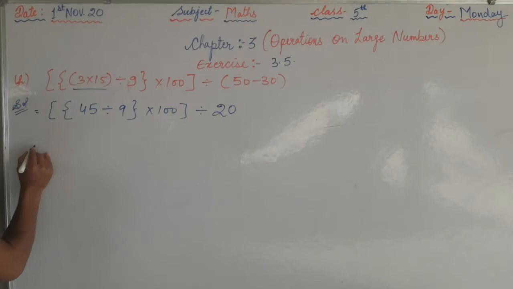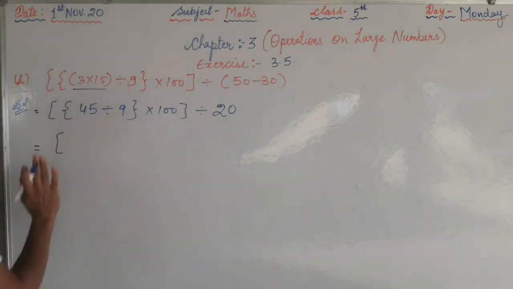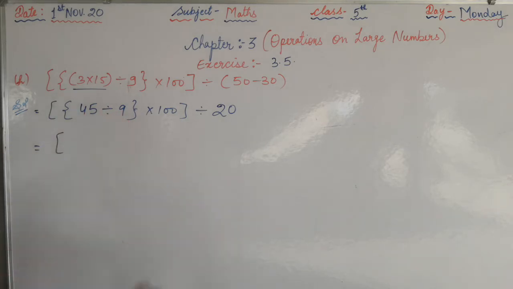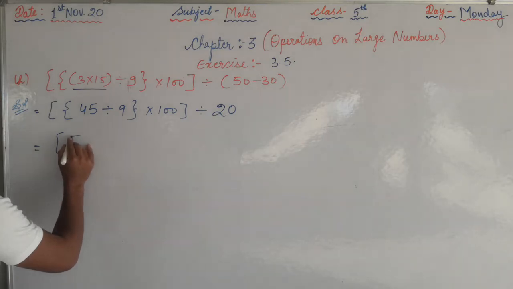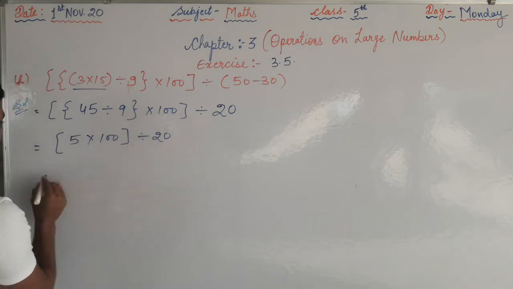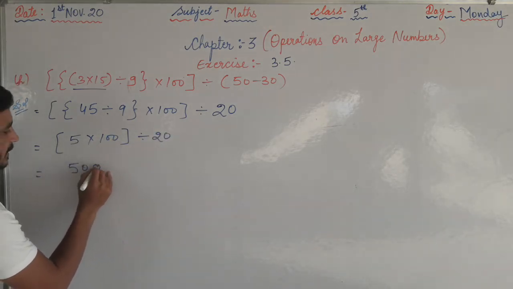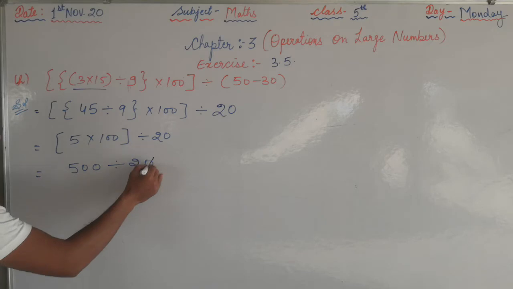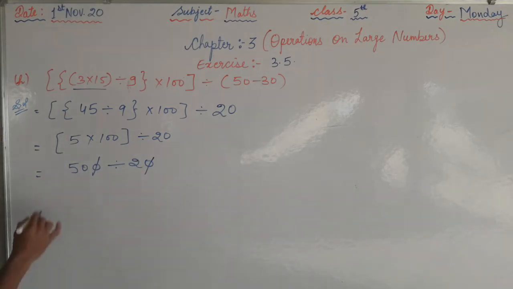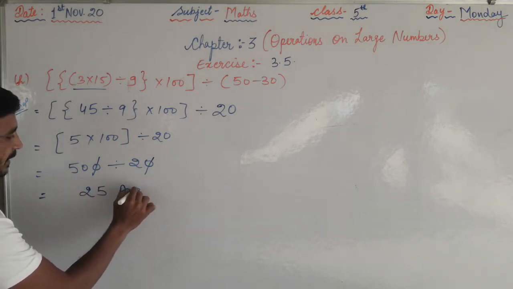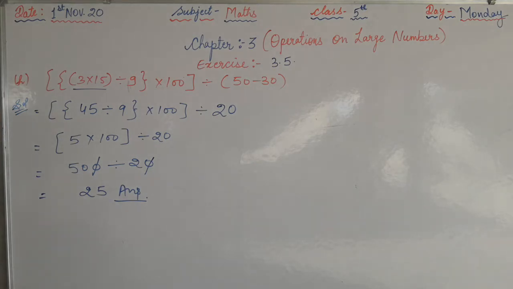Now see the next one. Here you have to solve this curly bracket. 45 divided by 9, 5 times. 5 multiplied by 100 divided by 20. Now see, 5 multiplied by 100 was the result 500 divided by 20. 0 you have to cancel from the 0. Now 50 divided by 2 was the result, 25 is the answer. Here what's the answer? That is 25.